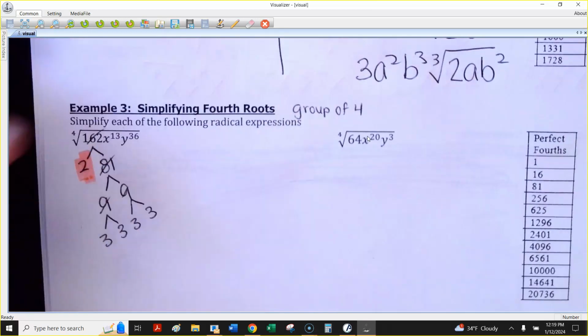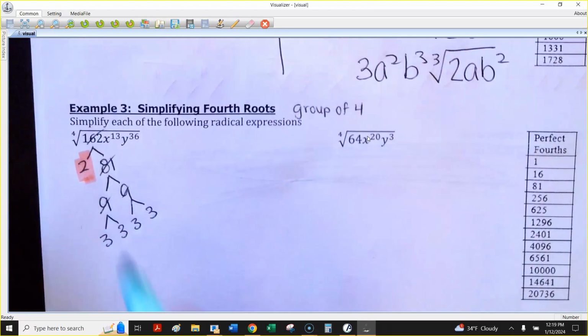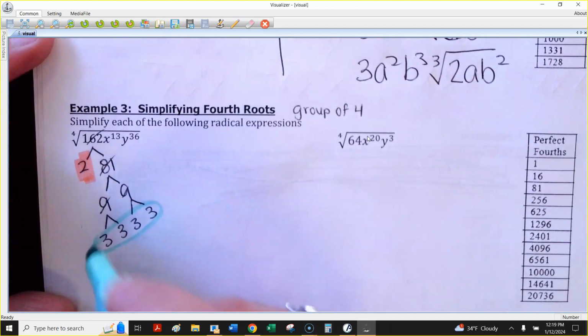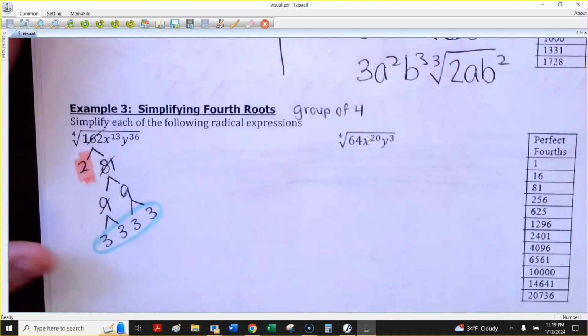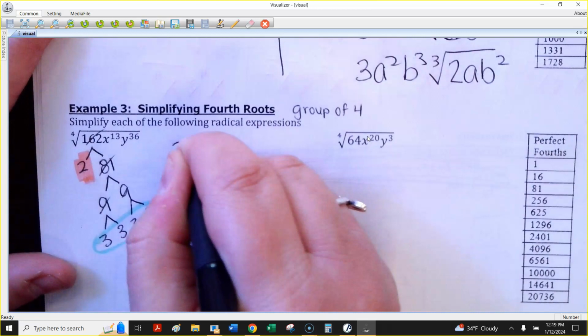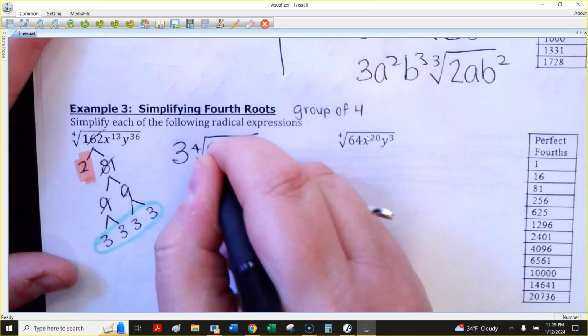So I have a group of 4. That's what I'm looking for. So 1, 2, 3, 4. So we're going to take 3 out in front. Left under the fourth root, just for the number, would be a 2.